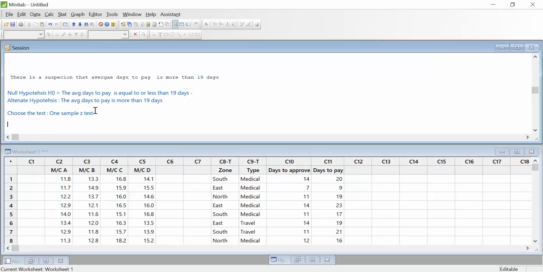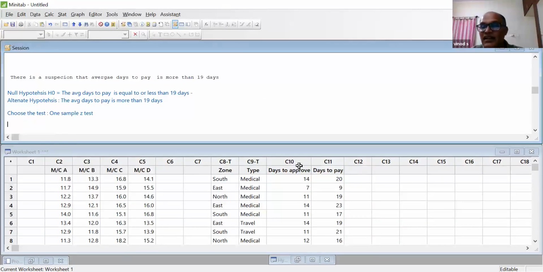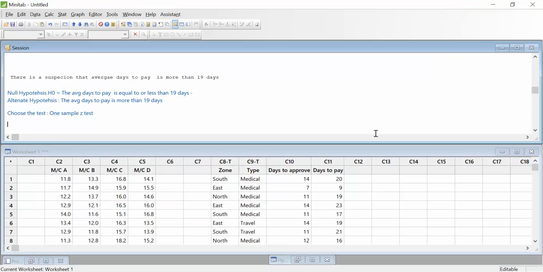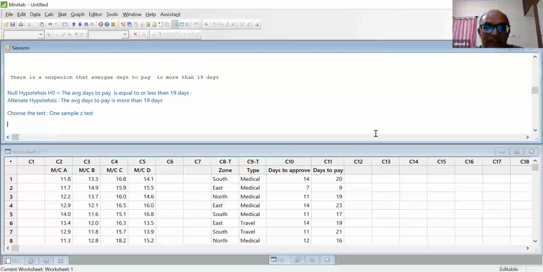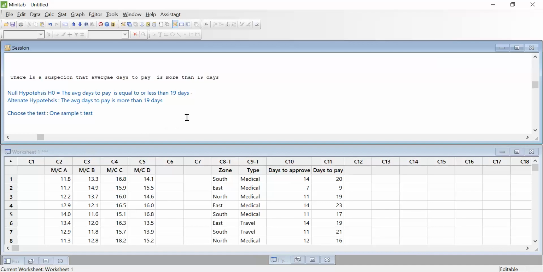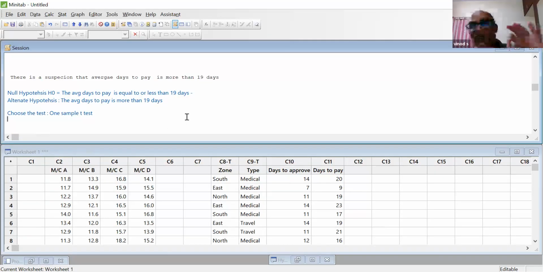One sample Z test or T test. Somebody said one sample Z test. What is the condition for one sample Z test? The population standard deviation should be known, right? But in this case, we don't have any standard deviation available. Then we have to go for another test, which is called a one sample T test. So that is the difference between one sample T test and one sample Z test.